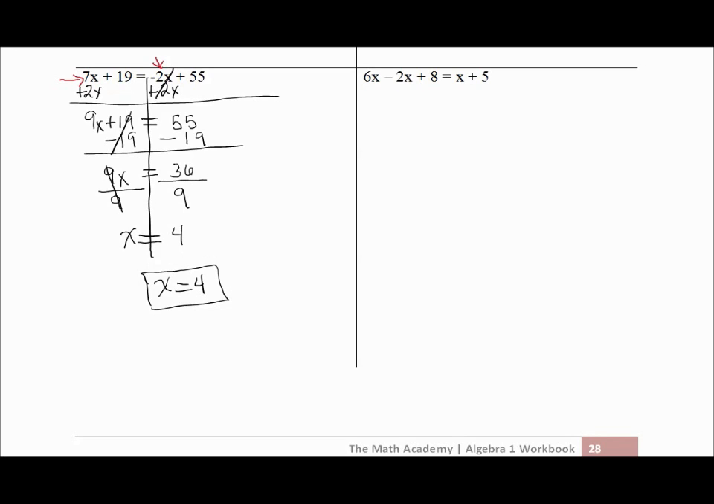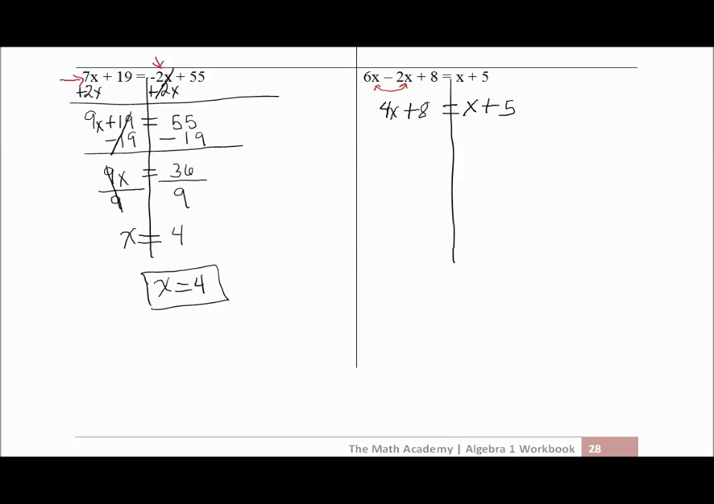And the last problem, in this example, we have 6x minus 2x plus 8 equals x plus 5, starting off the exact same way. When I look at the left side of the equation, I see that I can combine like terms. I have 6x minus 2x. Those are like terms. So I'll start off by combining my like terms. 6x minus 2x is 4x. And then I'll just bring down everything else. Bring down equal sign, x plus 5.